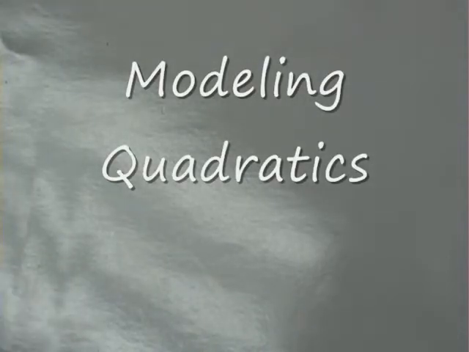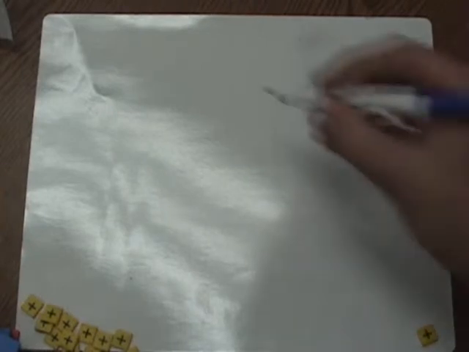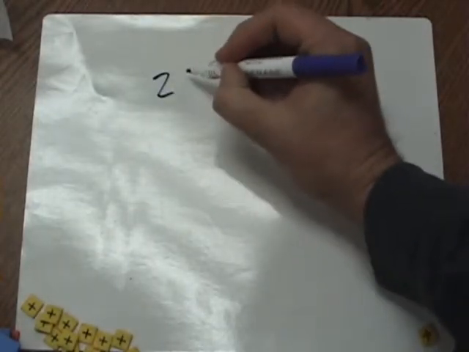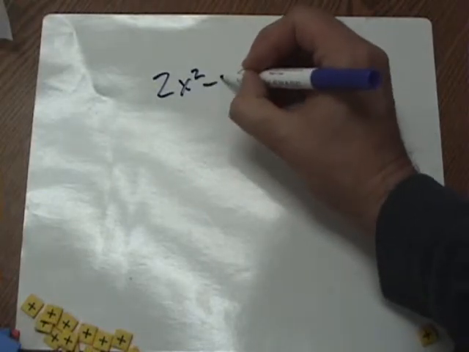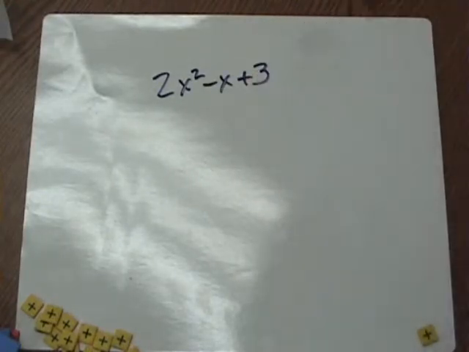Okay, we established at the beginning of the video the tiles that we were going to be using for 1s, the tiles we were using for x, and the tiles that we were using for x squared, which was the larger square. So now what we're going to do is show how you would model a function, a linear function or quadratic function, using the tiles. So I'm going to start with something real easy like 2x squared plus 3. Or let's make it 2x squared minus x plus 3, so we can use all of them.